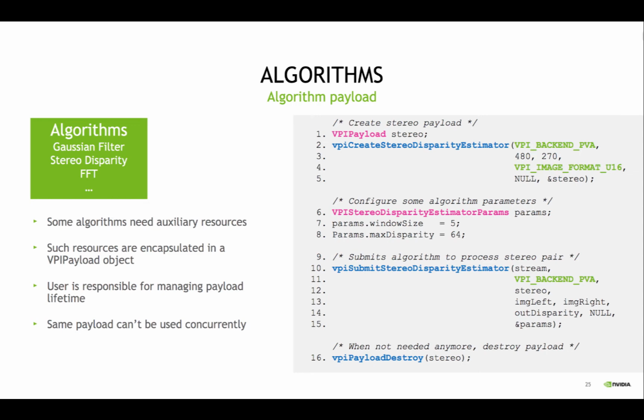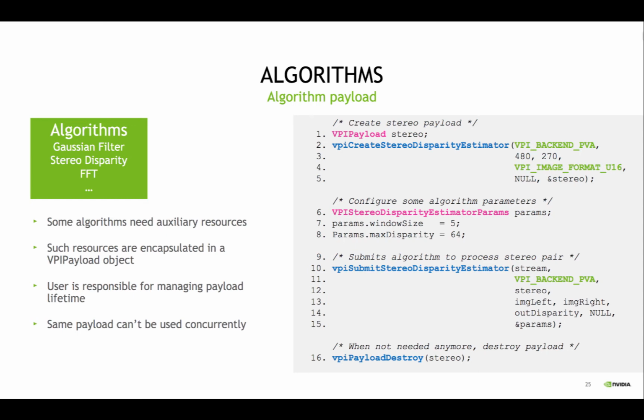In the example shown here on line 2, the payload for the stereo disparity estimator is created. You then pass which backend will execute the algorithm, then all parameters needed for auxiliary resources allocation. In this case, you need the input image dimensions and the image format. The left parameter receives the VPI payload handle.